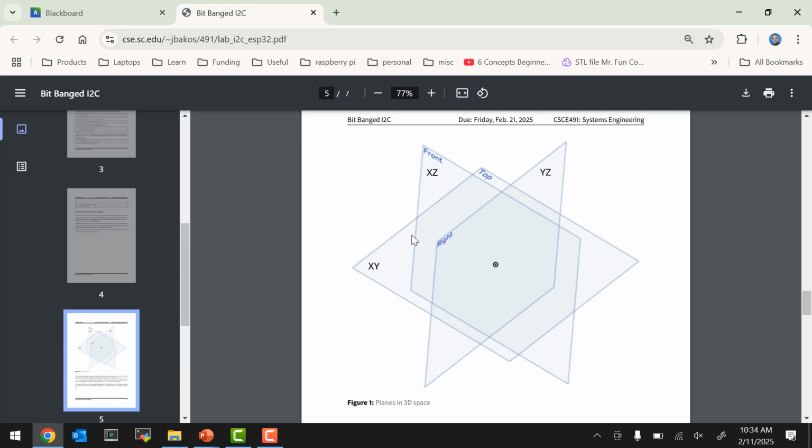The hard part of the lab is doing the I squared C, and that's the point, is understanding how I squared C works. Make sense? And so this is bit banged, obviously, so you're going to be using digital read and digital write to implement I squared C. Now there is hardware in the ESP32 for doing that, but that doesn't help you understand. If you use that, you don't understand how I squared C works. Okay, any questions?